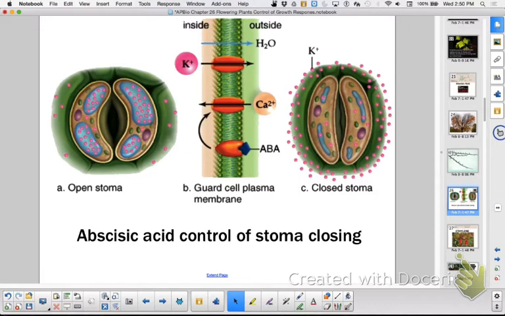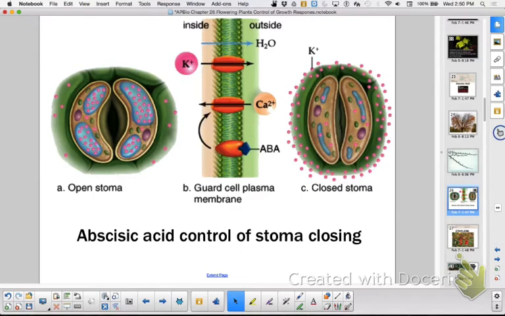So what are we gonna do? The abscisic acid right here, it's binding to a receptor. What does it cause? It causes calcium to go in. Now who's gonna go out? Potassium, and who's gonna follow? Water. So the abscisic acid here is a receptor. That receptor, signal transduction pathway, triggers the calcium gates to open. Calcium goes in, potassium goes out, and the guard cells get flaccid.